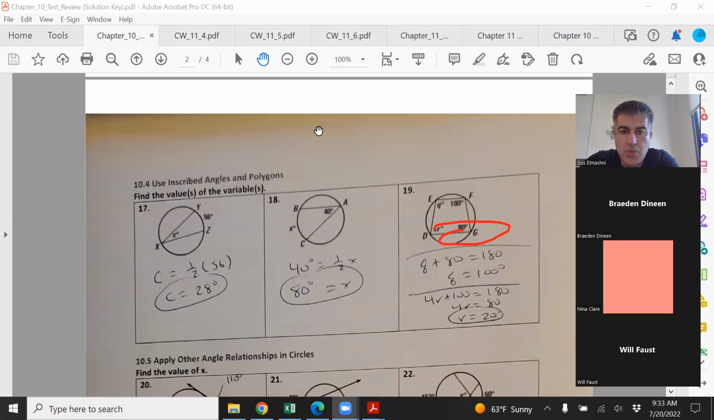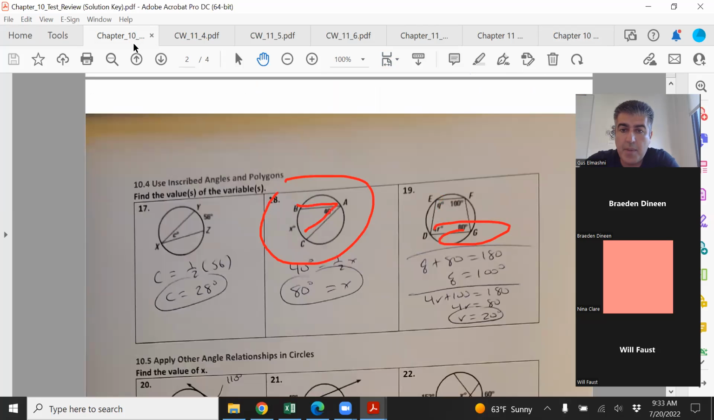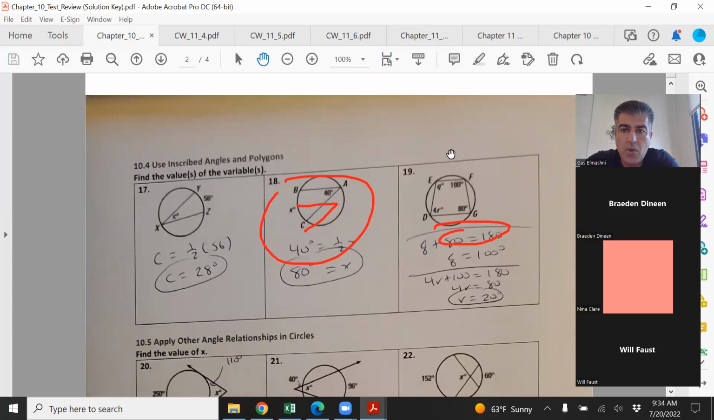And again, you just use a reference sheet. When you see this situation, an angle inside, just use a reference sheet, and there you go, x is half of n. Just draw that connection. You shouldn't miss these problems. These are gimmies. Or if you see this kind of situation, these add up to 180.